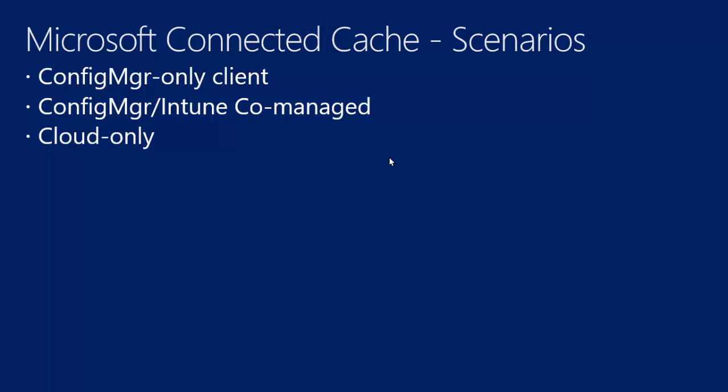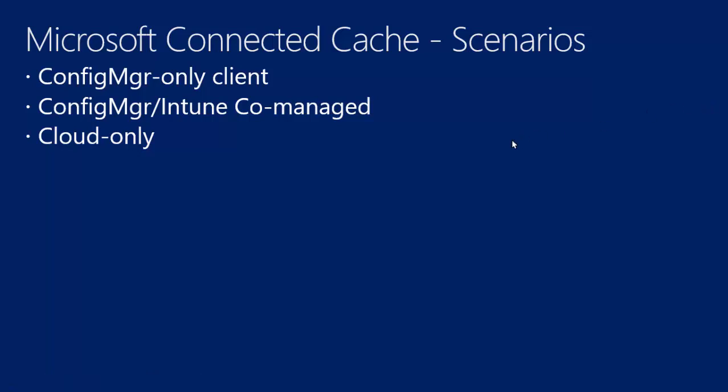So if you implement the Microsoft Connected Cache server through ConfigMgr, then really any client can use it. You can have a ConfigMgr-only client use it, no problem, right? Just a ConfigMgr managed client. You can have a ConfigMgr Intune co-managed client use it, no problem at all. You can have a cloud-only client use it, right? Really any client you can think of, as long as it knows about the Microsoft Connected Cache server, which I'll talk about more in a minute, can use it, for any of the supported content types that are out there.